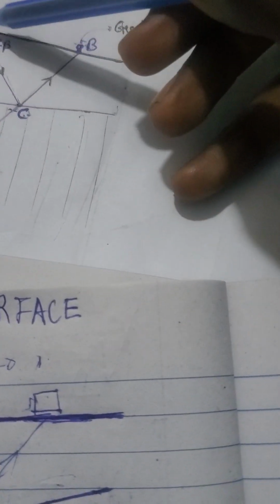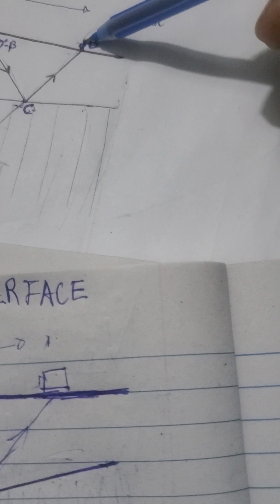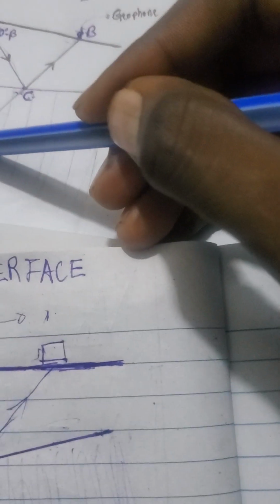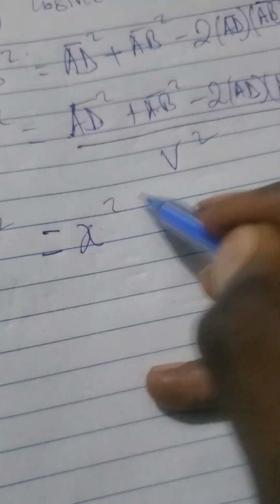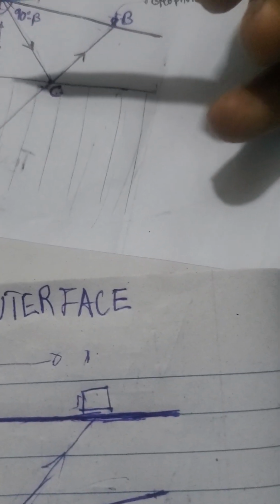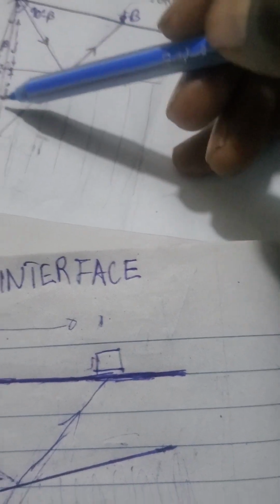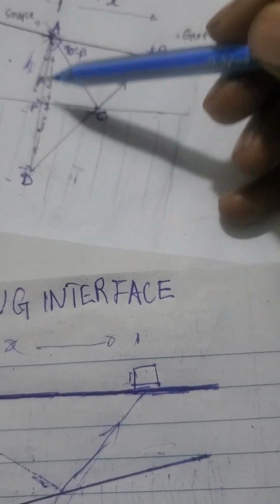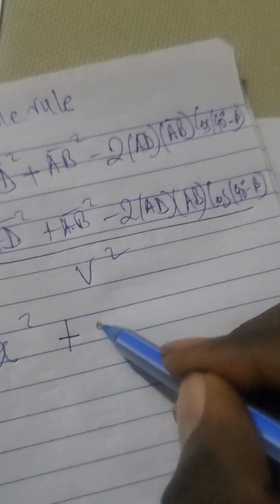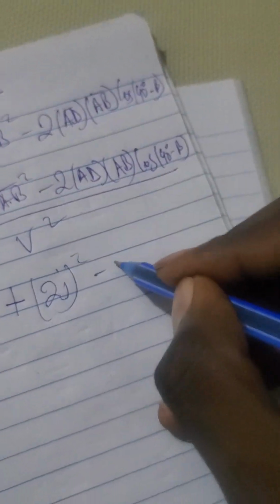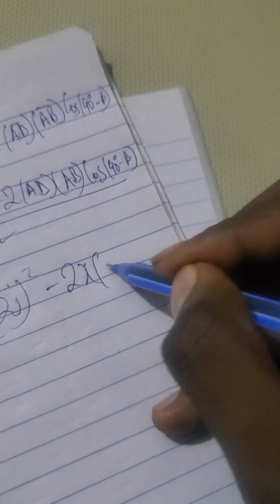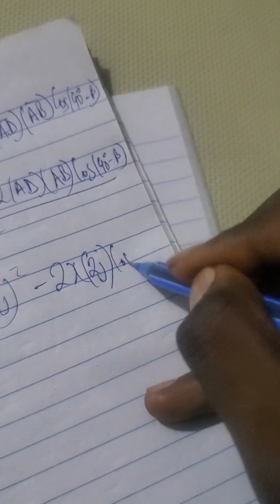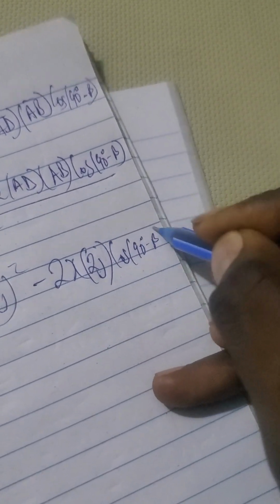Now AD is the source to geophone separation, which is x, so it is x squared plus AB squared. AB is j plus j, which is 2j. Then 2j squared minus 2x times 2j, times the cosine of 90 degrees minus beta.